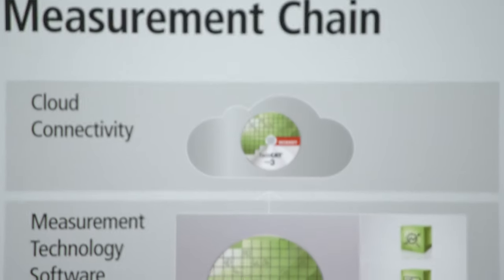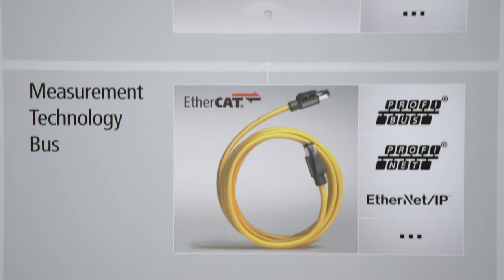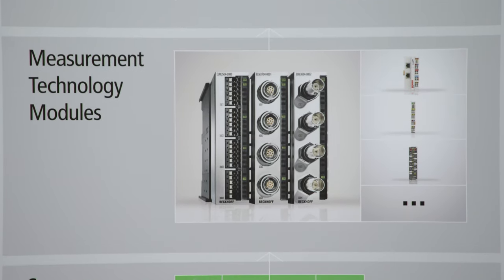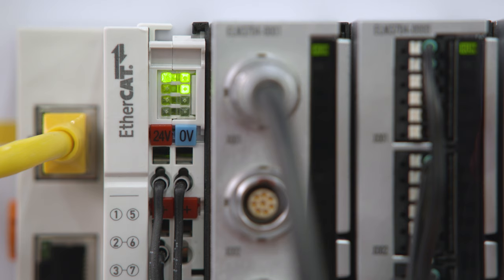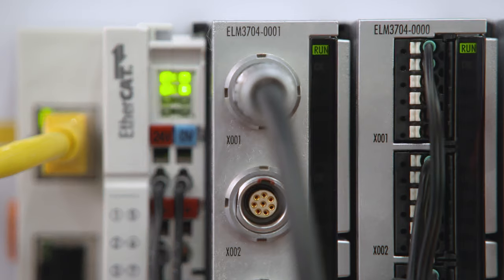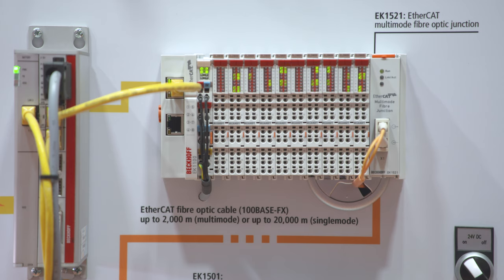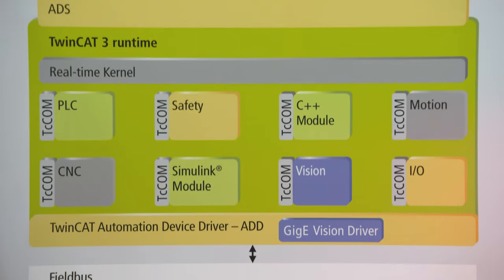The Beckhoff measuring chain stands for optimum interconnection of hardware and software modules. From the electrical connection of all common sensors to I/O modules in different protection degrees via the EtherCAT and EtherCAT G high-performance fieldbus systems to various TwinCAT software modules such as TwinCAT Analytics or TwinCAT Vision.